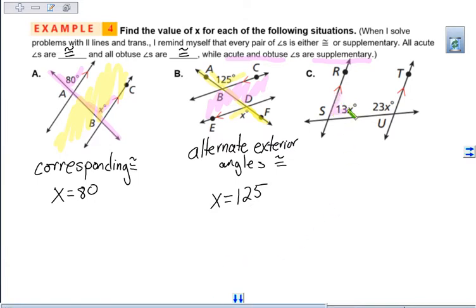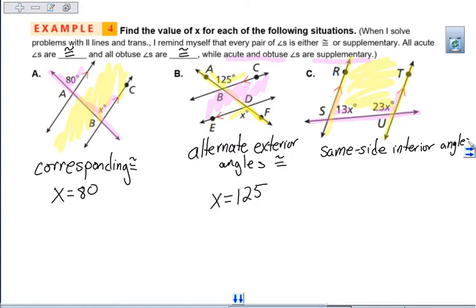The next one, we're looking at 13x and 23x. They are both on line SU. And that means that our other two lines are the lines that are being intersected. Everything in between them is interior. So these two angles are both interior and they're on the same side of the transversal. So these are same side interior angles. And because they're same side interior angles, we know that they add up to equal 180 degrees.